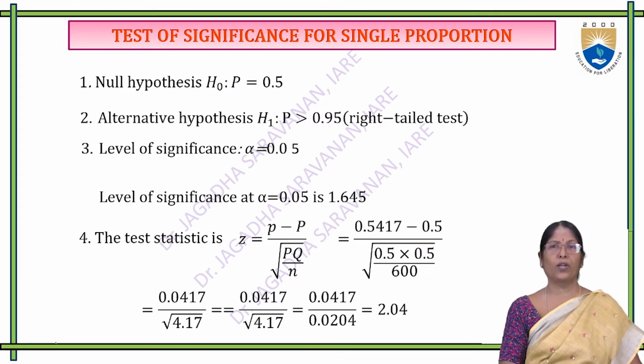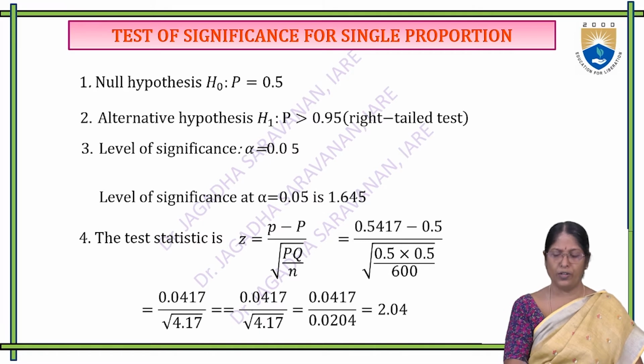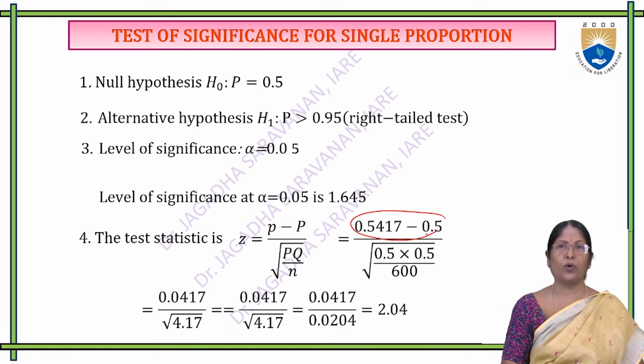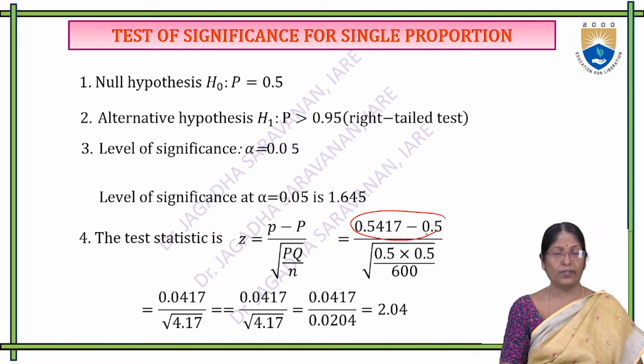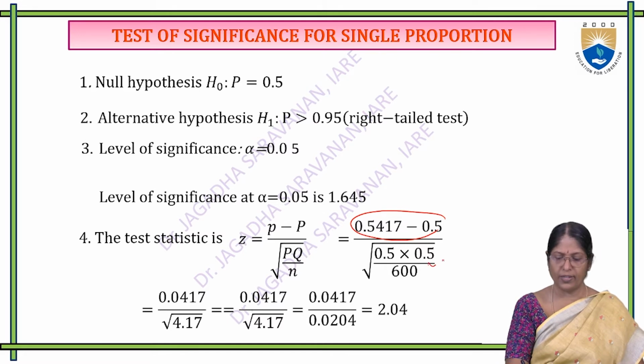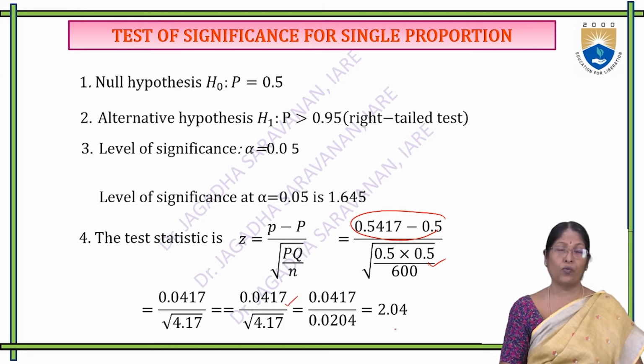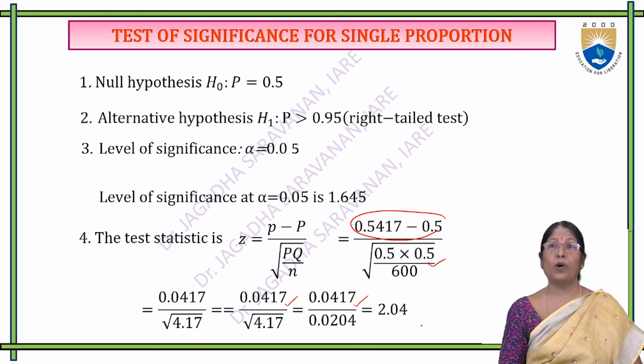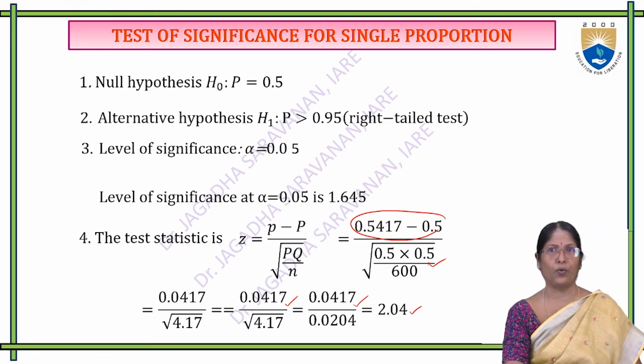So now, in the numerator, the calculation we got is 0.0417, divided by the denominator, the square root of 0.25 divided by 600. So that fraction is 0.0417 divided by 0.0204. The final output is 2.04.